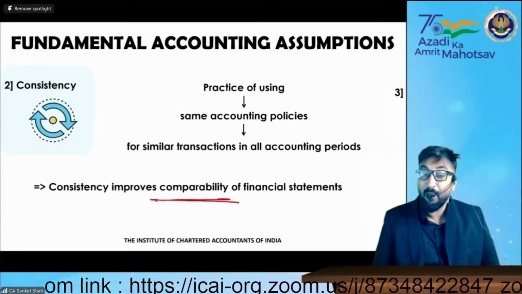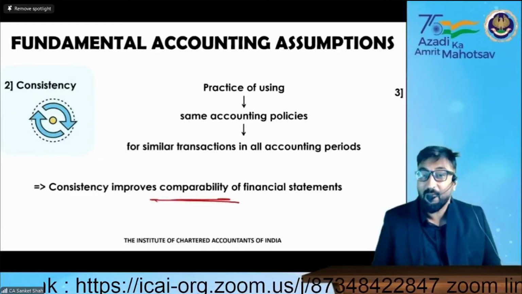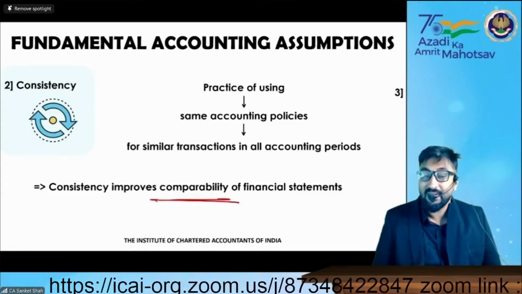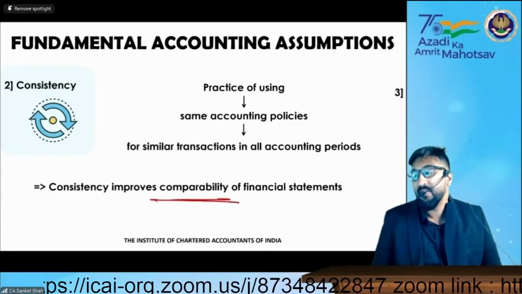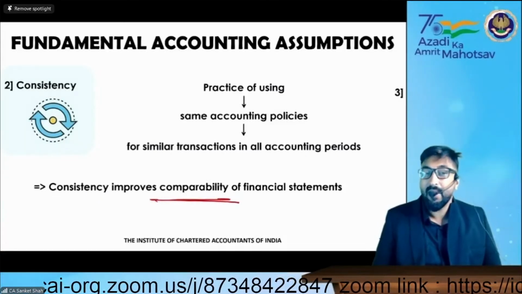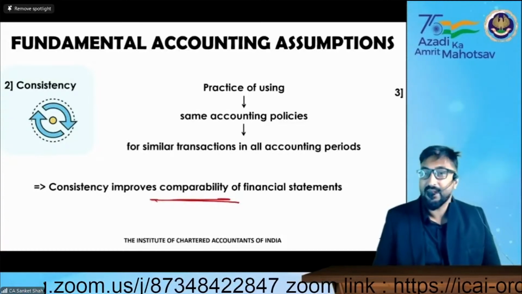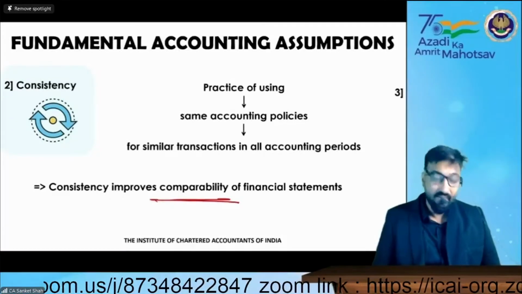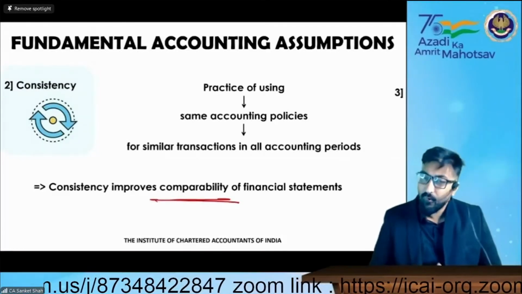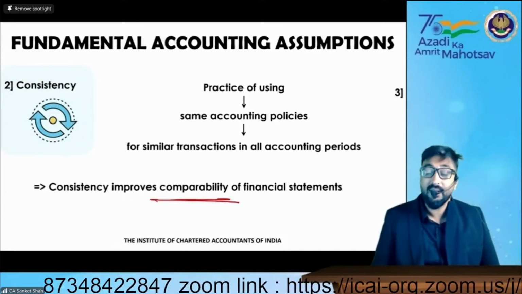Consistency is not important only in accounting policies, but it is important in your real life also. For the next 8 months, there is no question of time pass, only hard work and hard work. Comparability is possible due to consistency. So consistency is very important in any course, whether CA, CS, CMA, any course, you need consistency.